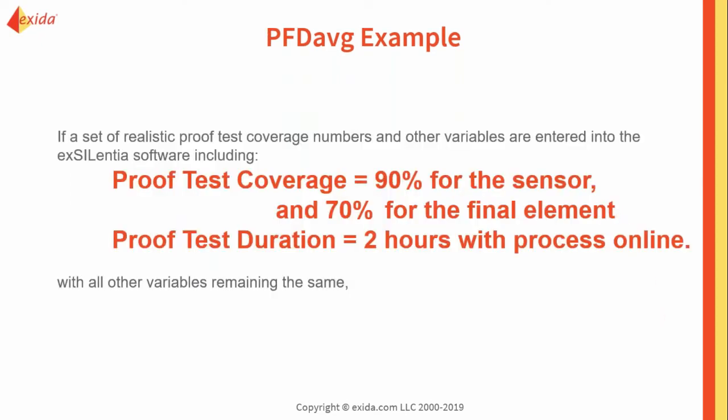Now let's look at everything exactly the same, but let's use somewhat more realistic numbers for our proof tests. First of all, for that proof test coverage, instead of 100% for everything, we're going to be realistic and say we're 90% for a sensor. Those final elements are more like 70%. And we're going to actually do the proof test 2 hours with the process online. Everything else remains the same.